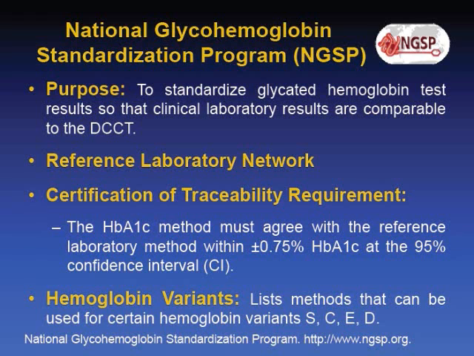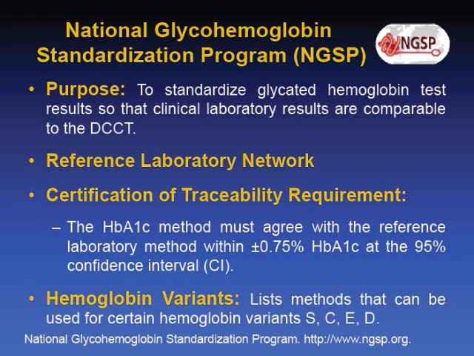manufacturers must participate in a fresh blood sample comparison of 40 samples of specific reagent lots, calibrator lots, and instrumentation for the estimation of bias from the standard reference lab. The A1C method is then required to agree with the reference method within plus or minus 0.75% at the 95% confidence interval. Methods should be recertified annually.